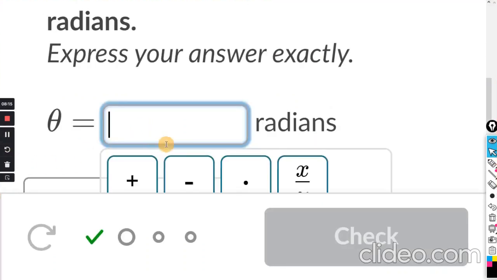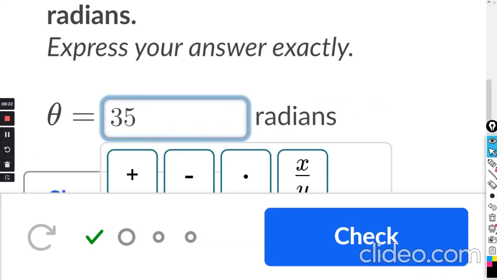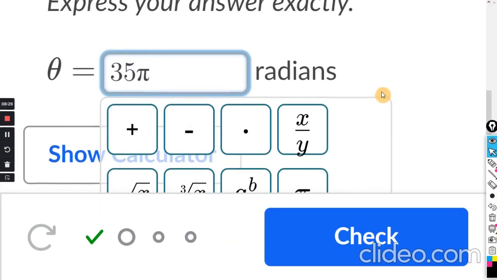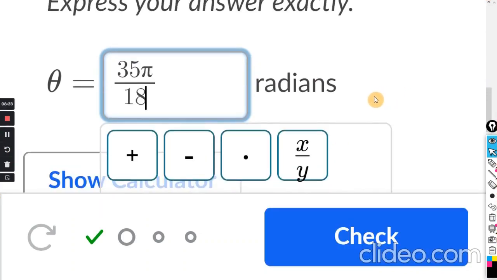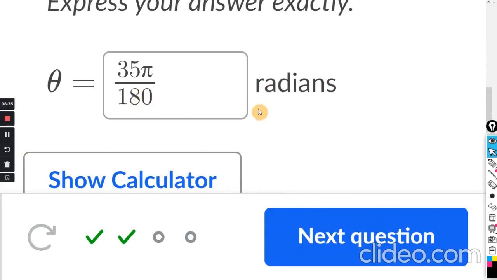So in the box, type 35, and you can type PI, and it will give you the pi symbol, or you can just click the pi symbol. Then you can type /180. So 35 pi over 180. All right, so they don't make you reduce it for radians.